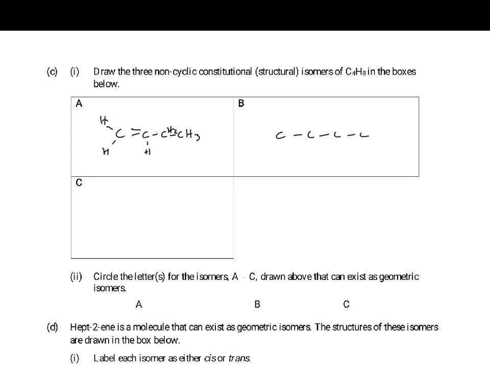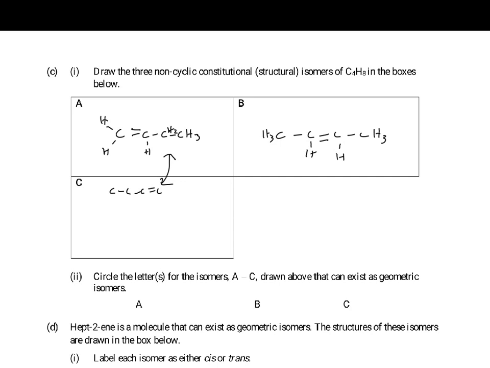Next up, just draw the same carbon chain, but move the double bond across one more. Again, if you go through, fill up all your hydrogens. Here's another example. Now, if you tried to do the same thing again, and just move the double bond across, you'd see that this and A are exactly the same. They're just rotated around 180 degrees.